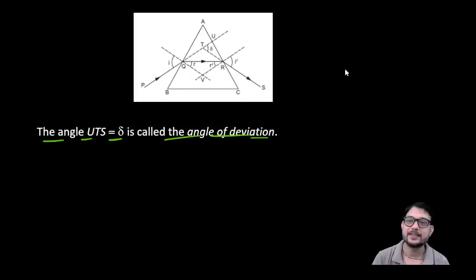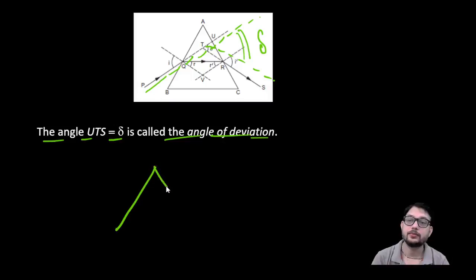So here you can see in the diagram, the incident ray comes this way, and this is the emergent ray going this way. So this is your angle, and that is simply represented by delta and called the angle of deviation. Okay, so once again I am drawing a new diagram so that you can easily understand.